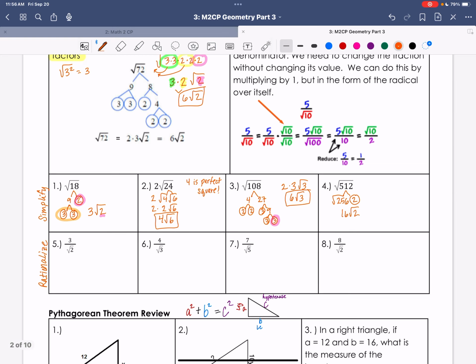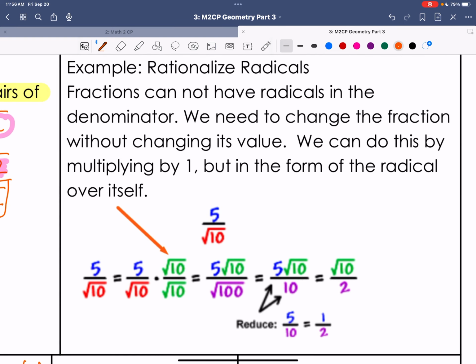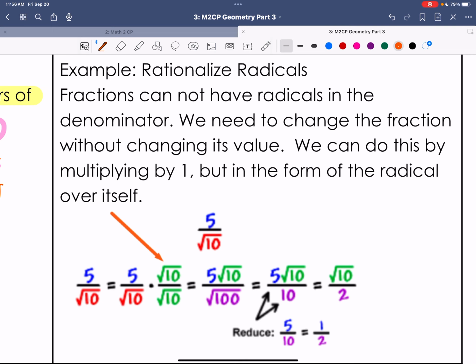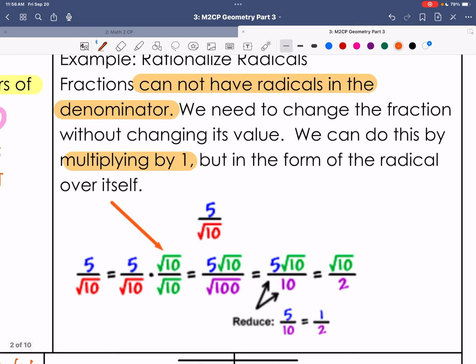All right, another thing we're going to learn about is rationalizing radicals. So you cannot have radicals in the denominator. So you need to change the fraction without changing its value. So you're basically multiplying by 1. And how you multiply by 1 is you have your numerator and denominator the same, and that's called rationalizing it. So here's an example.